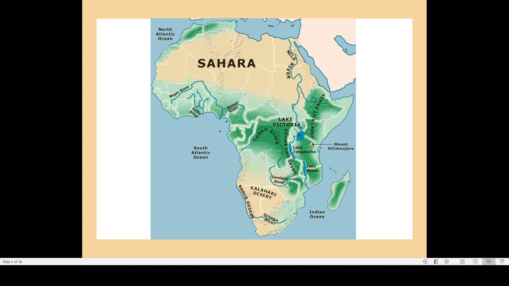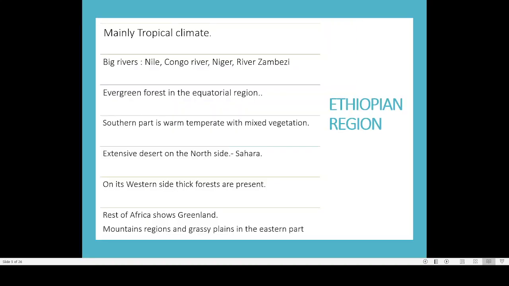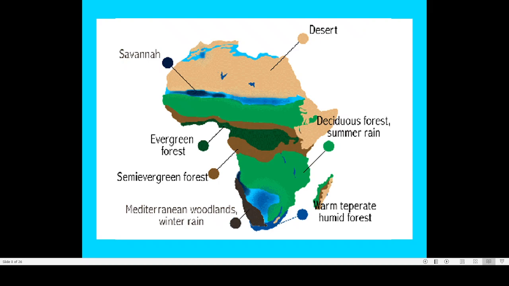In addition to that, there is also the Orange River, present in the region of South Africa. So these are the major rivers. One is Nile, another is Niger, another is Congo River, Zambezi River, then Orange River. These are the different rivers that you can find in the case of Africa, the Ethiopian realm. Then the evergreen forest in the equatorial region that we have already discussed. If you take the equatorial parts, this is how the equatorial region looks, in deep green color.